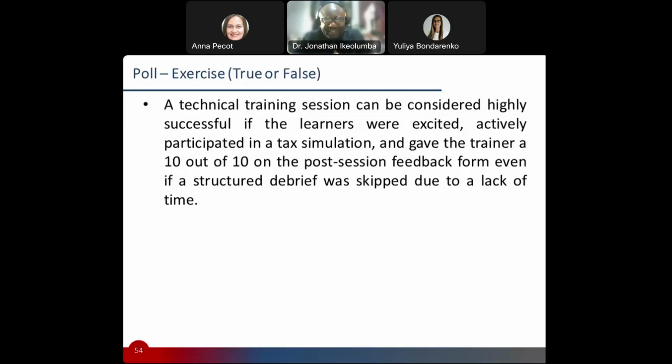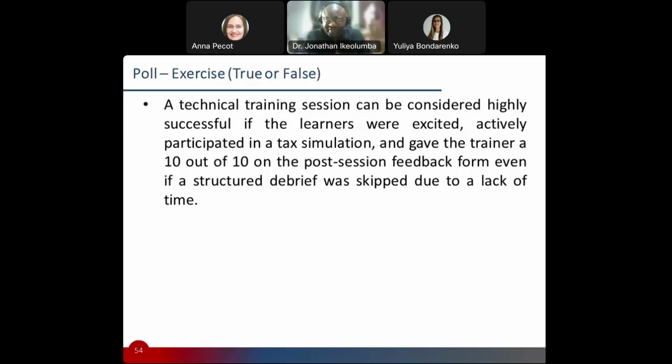I think that's fine. So let's say we have a technical training session that has been considered very successful and the learners were excited. They have actively participated. In fact, they gave the trainer a score of 10 out of 10, right? Even though the trainer skipped offering a debrief at the end of the day, would you say that that was well executed or not? Do you agree that this was a well executed training?